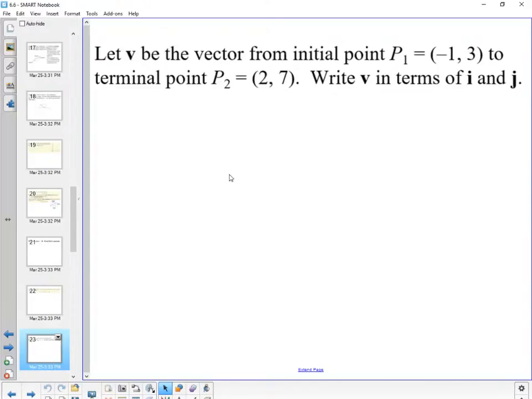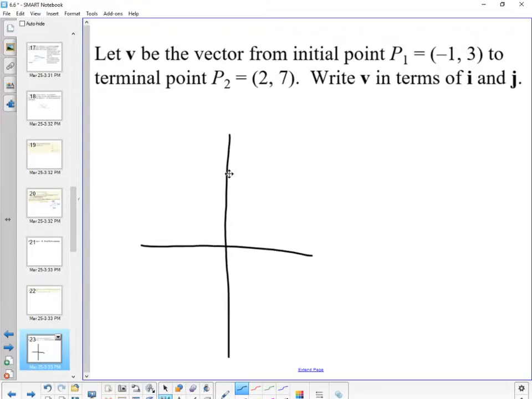So here's kind of the idea. We have this one vector, and we know that it has its initial point at -1, 3. So here is its initial point, and then its terminal point is on the positive side. We got 1, 2, 3, 4, 5, 6, 7. So there's the end of it, right?